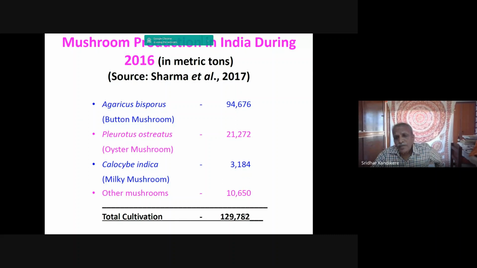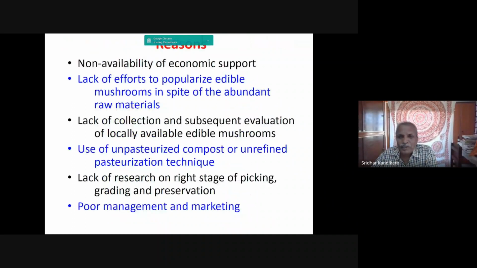So this picture shows the 2017 statistics about mushroom production. 129,000 metric tons will be produced, but it is not enough for the population we have, and the demand is not going to be met, because China is superseding, that is top in the production, and India is not raised above the x-axis because our interest is still pending, and that's where we lack some of the efficiency.